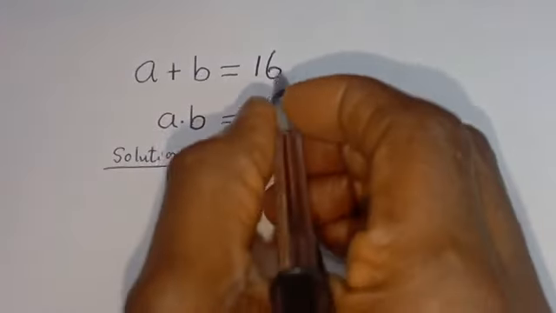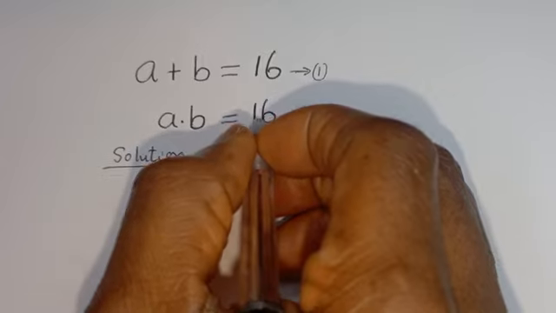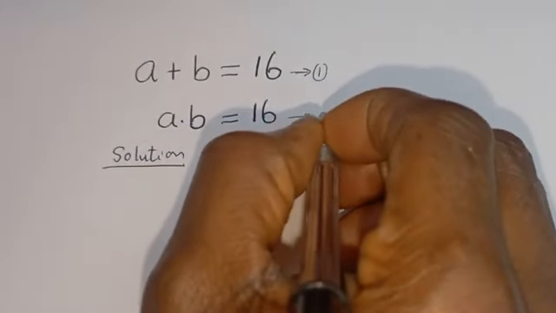A plus B is equal to 16. Let's call this equation 1. AB is equal to 16. Let's call this equation 2.